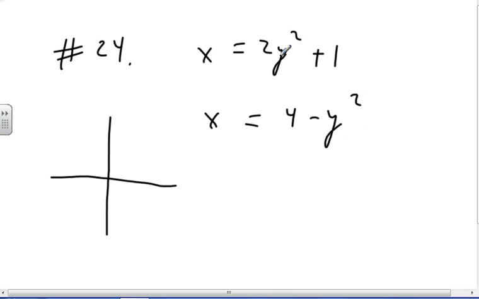All right, so when x is 0, y is nothing. When x is 1, y is nothing. When x is minus 1, y is nothing. All right, when y is 0, x is 1. All right, so when y is plus or minus 1, then this guy is going to be 3. So I got something that looks like that.